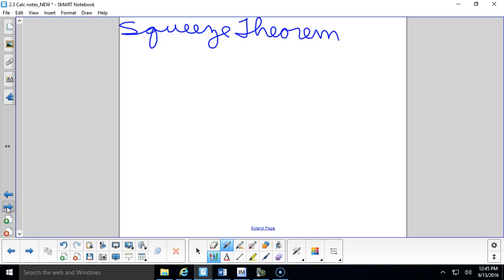Squeeze theorem. Practice this later. Go squeeze somebody. That was a little evil sounding.